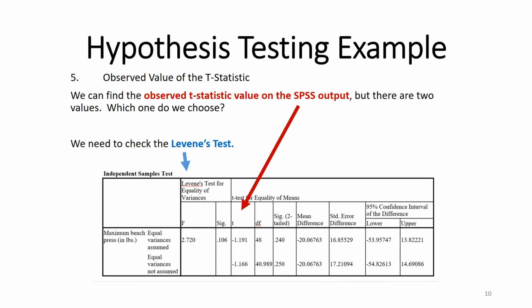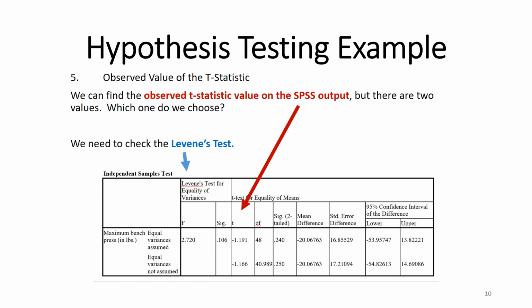Now in step 5 of our hypothesis test, we need to figure out the value of the observed t-statistic. With the z that we did previously, you had to compute it, and I gave you a formula and you had to walk through it. Once again, for those of you who are a little bit scared of math, guess what? You don't have to compute anything anymore. All you have to do is find it. We can find the observed t-statistic value on the SPSS output, but here's the tough thing. There are two values, and we've got to figure out which one to choose.